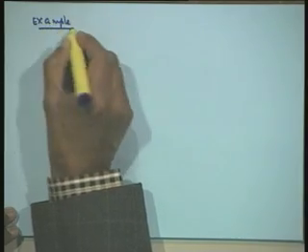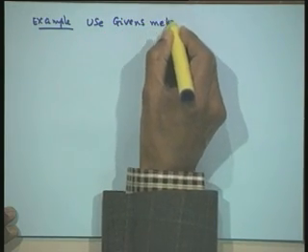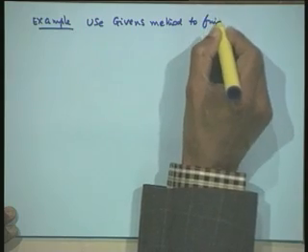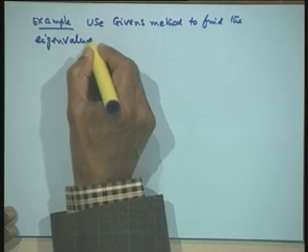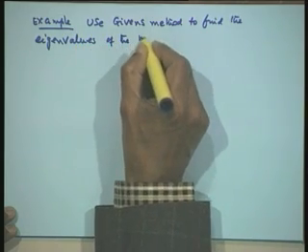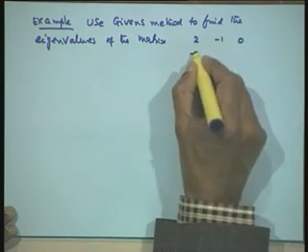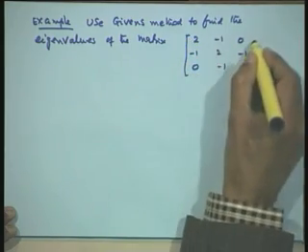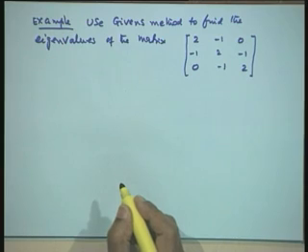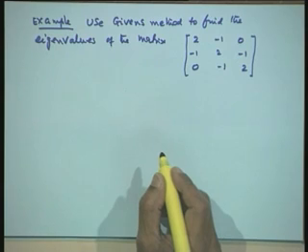So, let me take the example like this. Use Givens method to find the eigenvalues of the matrix 2 -1 0, -1 2 -1, 0 -1 2. We considered this example earlier also, when we used this coefficient matrix in solving the system of equations in the SOR procedure.